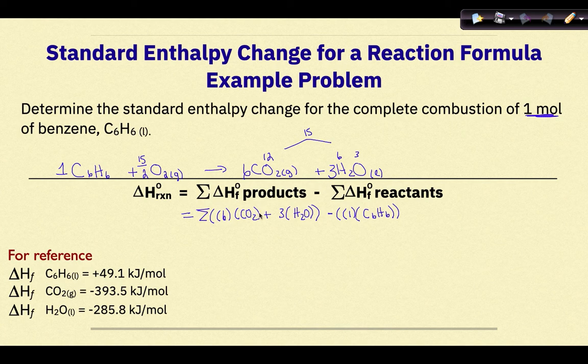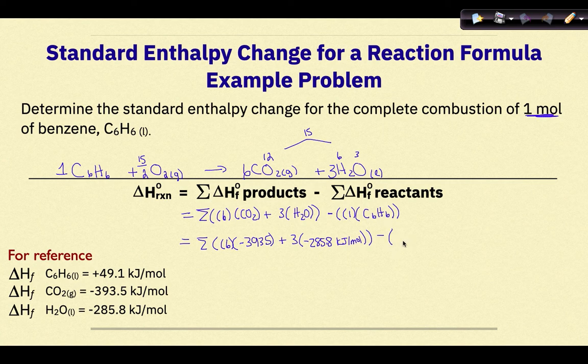Now that I have this set up, I'm going to take my reference numbers that are given to me, and I'm going to replace my formulas with those reference numbers. So sum of 6 times negative 393.5 plus 3 times the heat of formation for water as a liquid. Be careful here. Water can also be represented as a solid and a gas, so make sure you have the correct number and don't drop the negative. So negative 285.8 kilojoules per mole. Okay, minus my 1 mole of benzene.